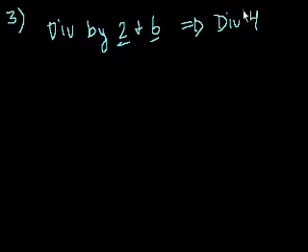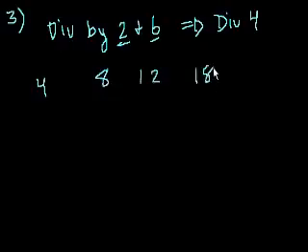We could actually just look at the choices. They give us the choices: 4, 8, 12, 18, 24. Well, 4 isn't even divisible by 2 and 6, so that doesn't work. 8 isn't divisible by 2 and 6, so that doesn't work. 12 is divisible by 2 and 6, but it's also divisible by 4, so it doesn't disprove this statement.